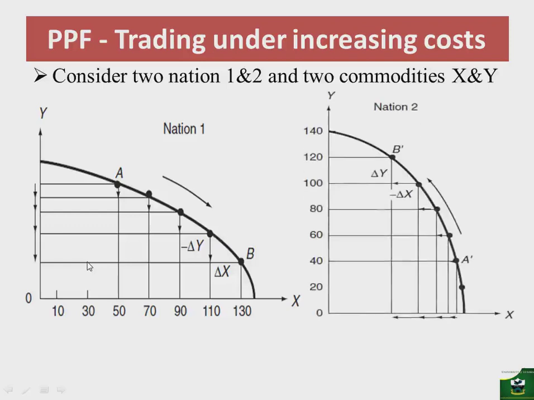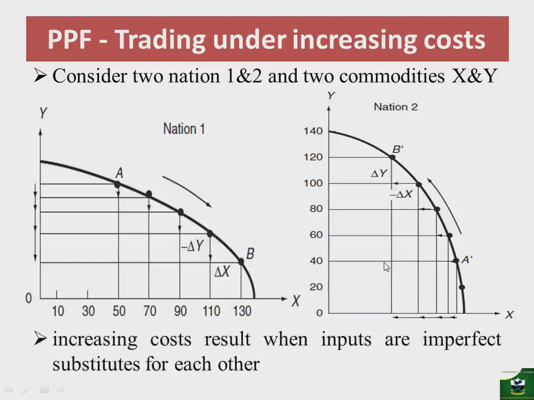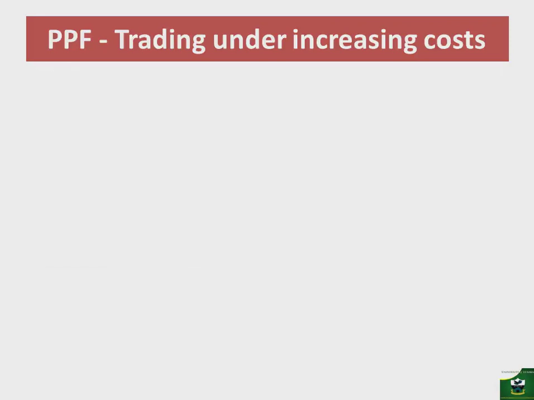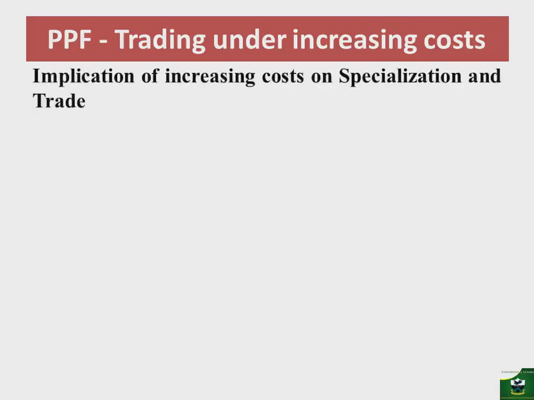You can also see this for nation 2, that as you move from point A prime up to point B prime, if you want to produce 20 units of Y, you'll be giving up increasing amounts of X for each additional 20 that you bring into the production process. Thus, increasing opportunity cost results when inputs are not perfect substitutes for each other, as opposed to the constant cost that we saw. Okay, so let's look at the implication of increasing cost on specialization and trade.